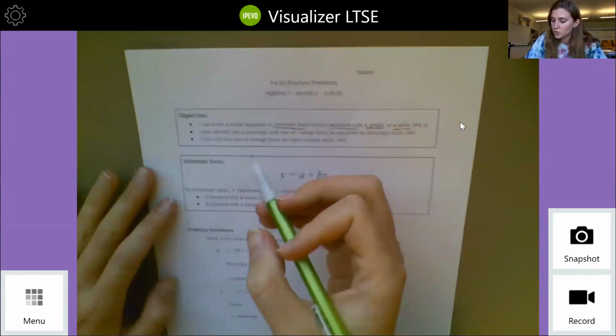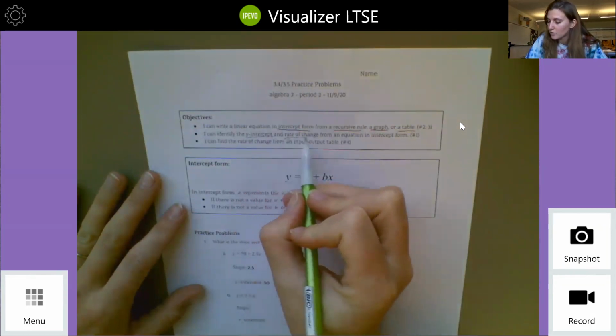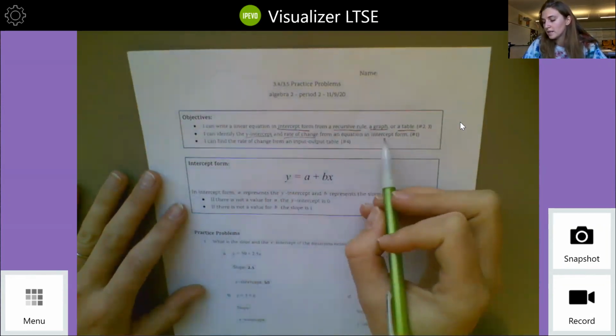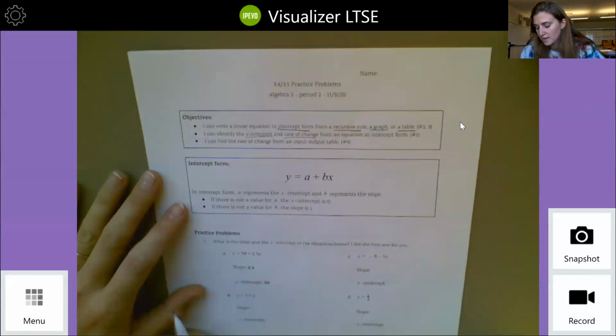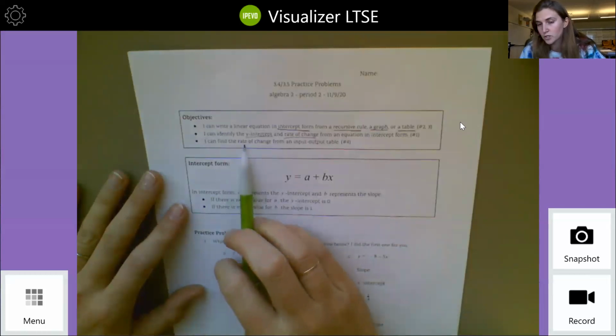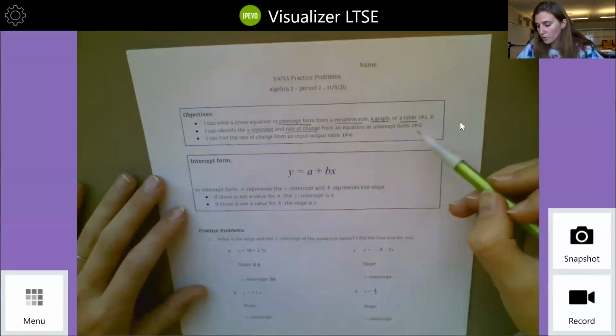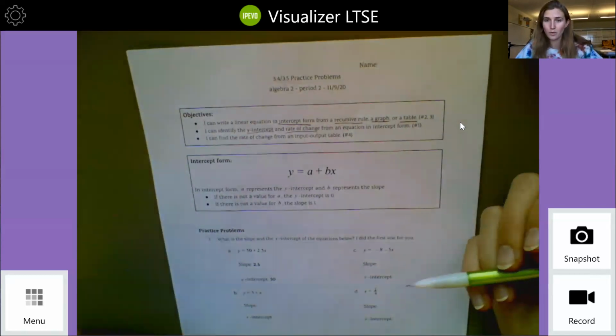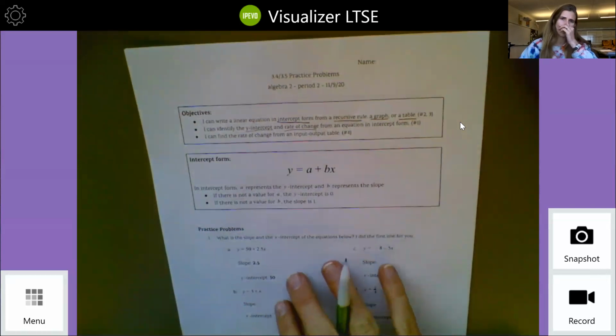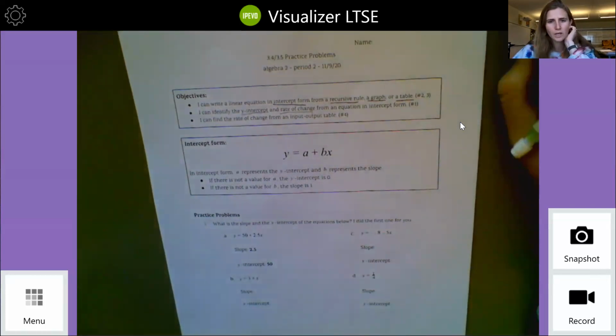We also want to be able to identify the y-intercept and the rate of change from an equation in intercept form. We also want to be able to find the rate of change from an input-output table. And we're going to go through each of those in our 4 practice problems. Let's go over intercept form again really quick.